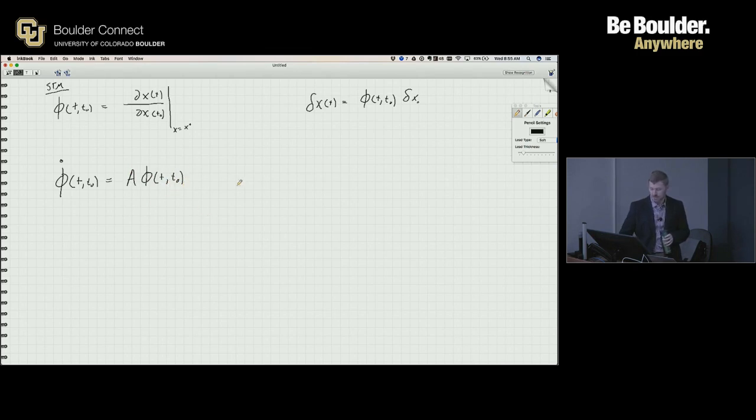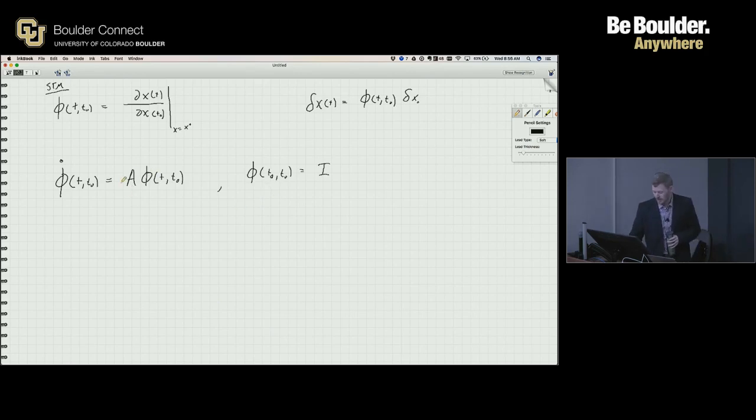So the state transition matrix from T naught to T naught equals identity. Right. And of course, if you look back at the definition, that makes perfect sense, right? So if you said T equals T naught, you have delta X naught equals phi times delta X naught, so phi must equal the identity matrix, right? So that's your initial conditions.